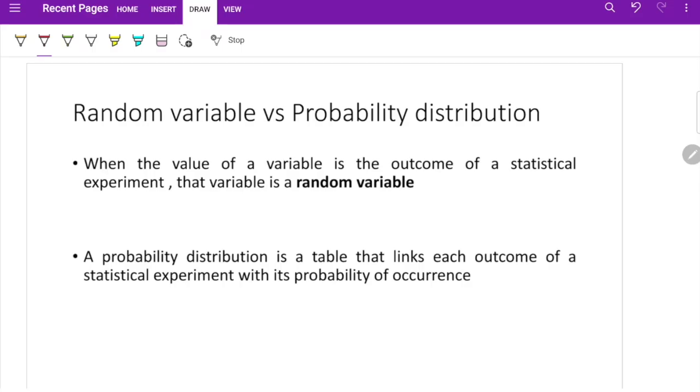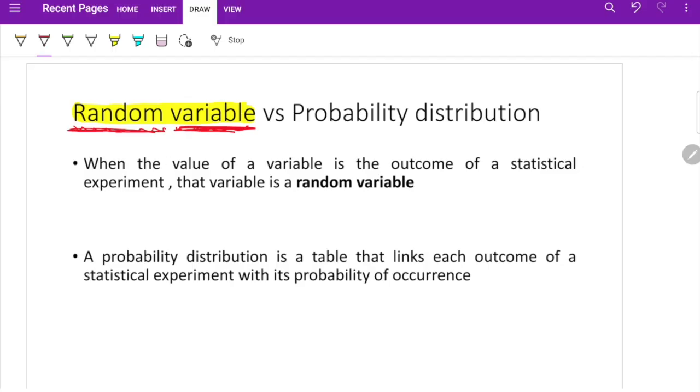So before we explain what is meant by probability distribution, we need to define an important concept, which we call a random variable. This phrase consists of two words: one of them is random, the other one is variable. Random because it is random, variable because it is variable. So, random variable.